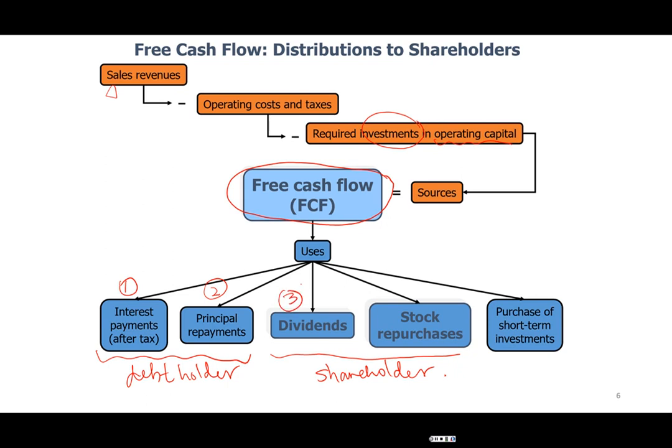First, well, a third among all of them is dividends. And the fourth are stock repurchases. Okay, free cash flow can be used to give distribution to shareholders. And the last one, it can be used to purchase short-term investments that can generate a short-term return for the firm, to make sure the cash is not losing value just standing in a bank. Okay, so four ways to use the free cash flow from a financial manager.